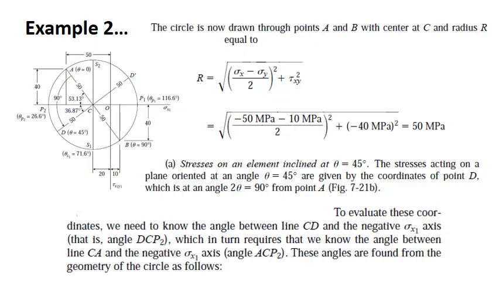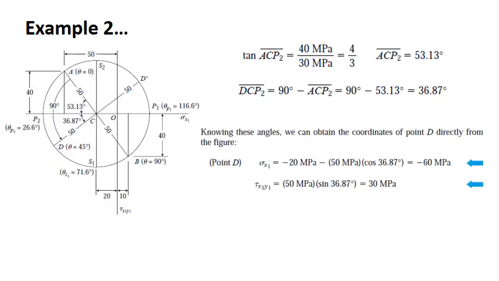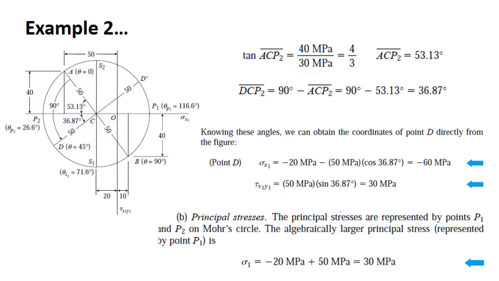You will get the normal stress sigma. Right? What are the coordinates of D and D prime? You will get the values of sigma and then tau. Okay. So they have explained clearly here. It is 60 MPa and tau is 30 MPa. Right? So calculate the principal stresses represented by point P1 and P2 on the Mohr circle. So it is simply minus 20 plus 50, that is equal to 30 MPa.